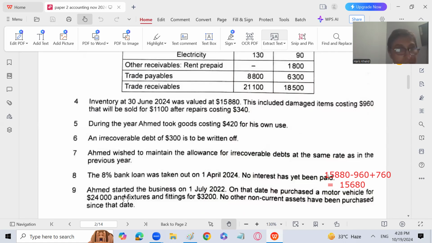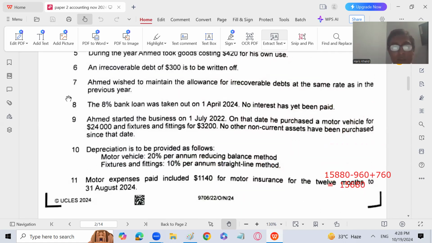We'll go for it. Ahmed started the business on 1st July. On that date, he purchased a motor vehicle for 24,000 and fixture for 3,200. No other non-current assets have been purchased. There is nothing new in this, because they are supposed to be depreciated and we have to write it in the expenses. Motor vehicle 20% under reducing balance method and fixture and fitting 10% under straight line method. Motor expense paid included 1140 for motor insurance for the 12 months to 31st August, right? So we'll discuss that when I record the motor expense.